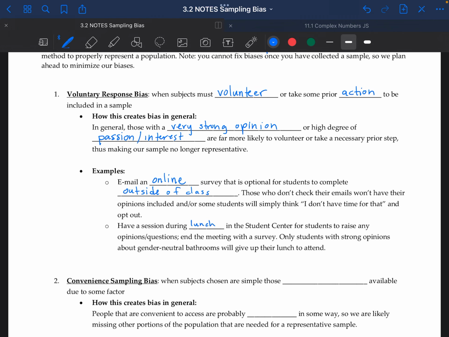Or have a session during lunch in the student center for our students to raise any opinions or questions. And at the end of that meeting, there's a survey. Again, we're putting a barrier in between. You have to come to this lunch. You have to give up your lunch in order to come here. And so what will probably happen is, again, you're just going to get people that have really strong opinions about this, and not people who have less strong opinions about it, maybe are a little more apathetic. So that's the first bias there, voluntary response bias.